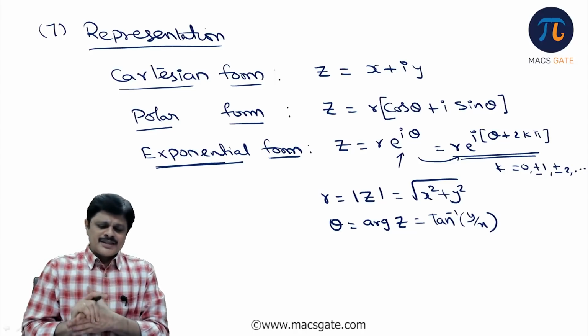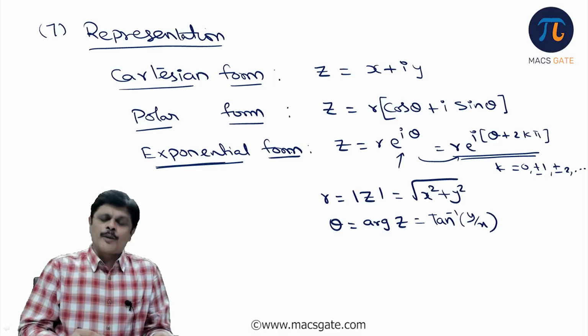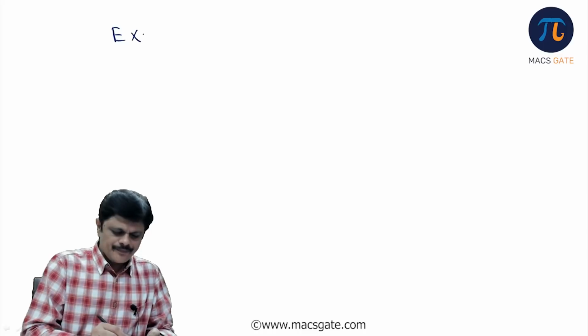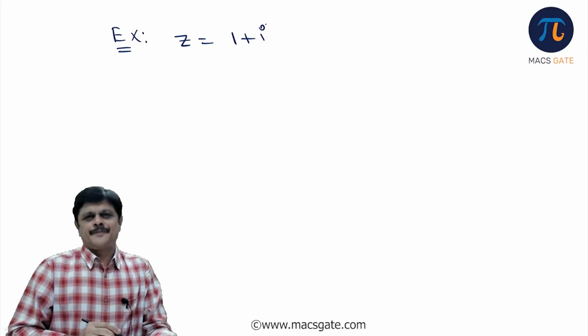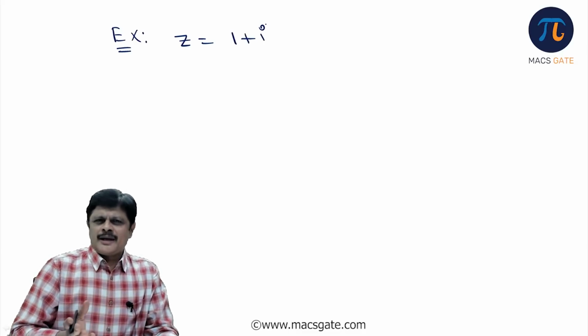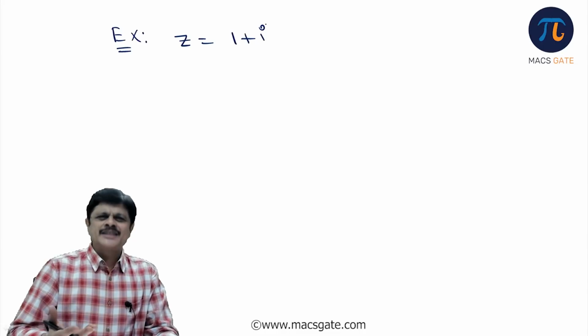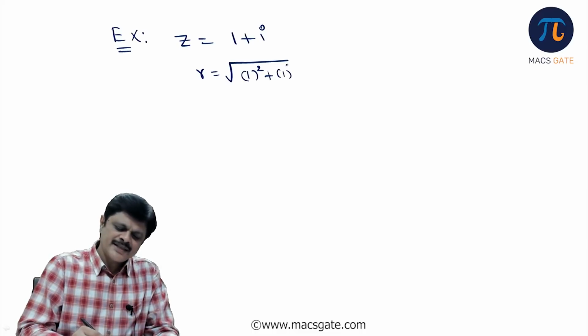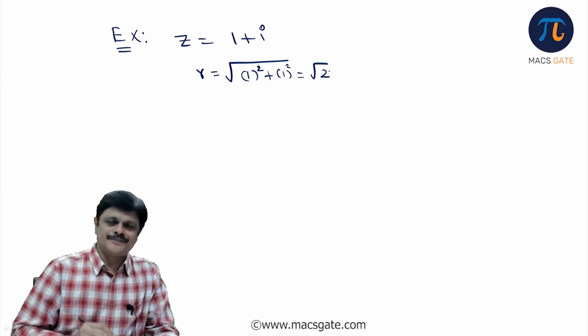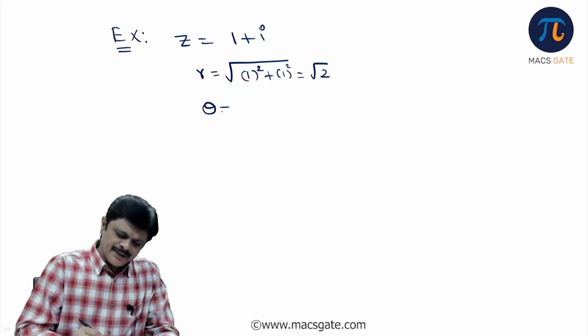Now let us take some examples. We try to express a complex number in different forms. Let us take the following example. z is equal to 1 plus i. You want to express it in polar and exponential form. Both are one and the same only. Once you write one, the other automatically comes. So we need r, the modulus of z. What is the modulus of z? Under root x square plus y square, which is under root 2. r is ready.